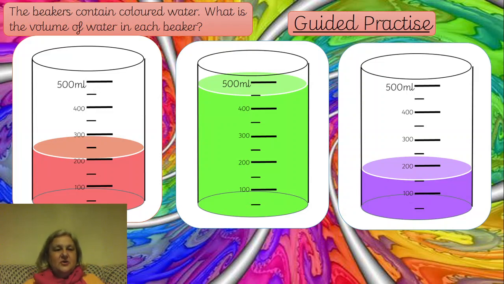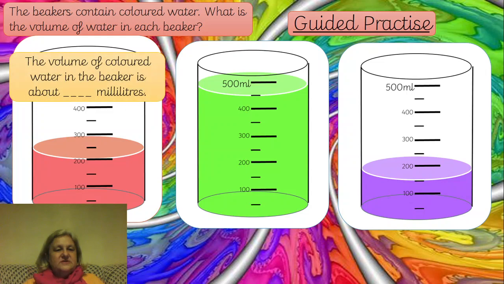So here we go. We've got the first one. We want to know the volume of coloured water in the beaker, and then we need to know how much it is. So we're going to have a look at where this edge here, where the liquid stops, where it's reached. It's on the 200 millilitre scale. So that one is 200 millilitres.